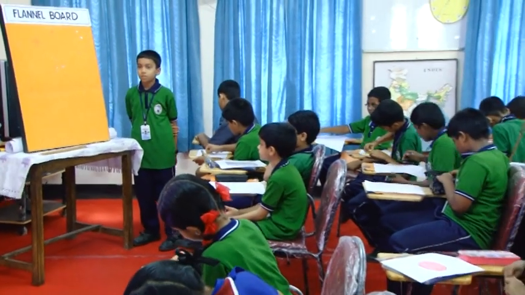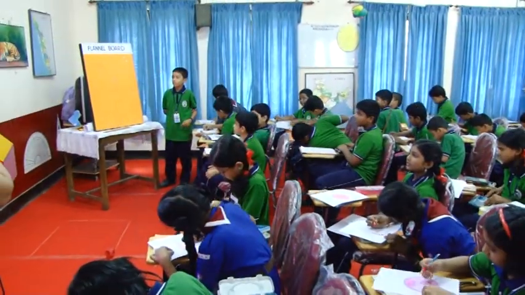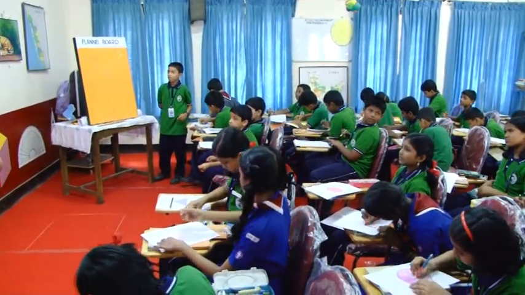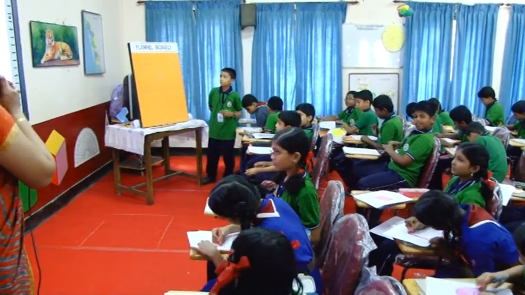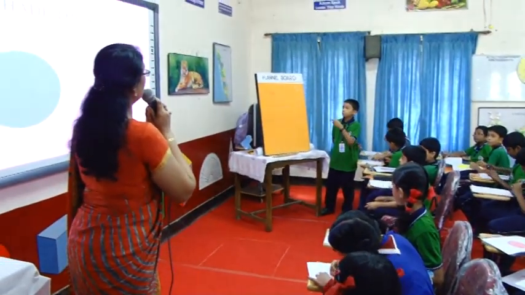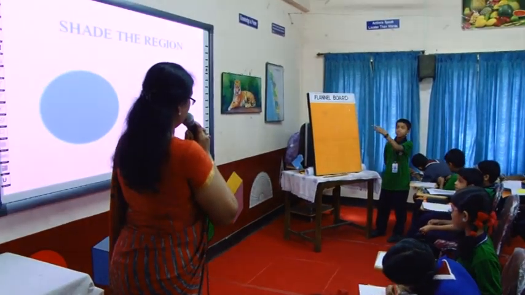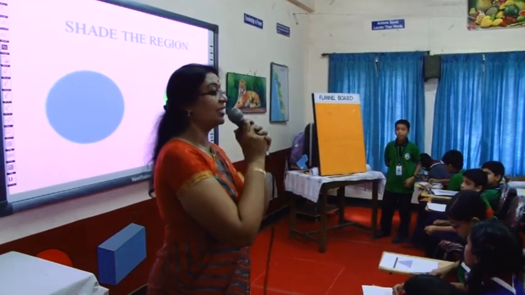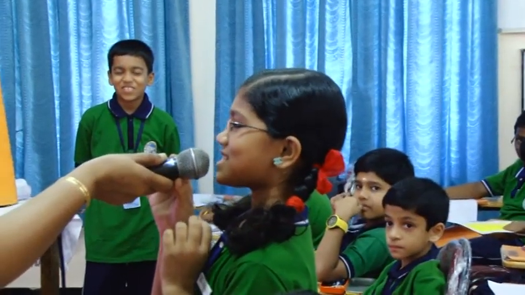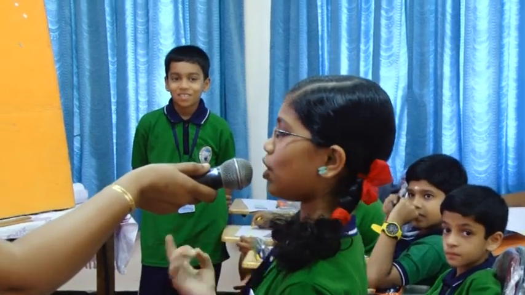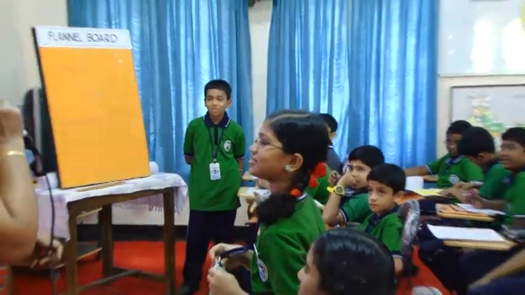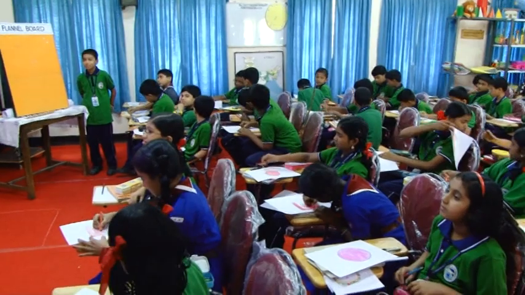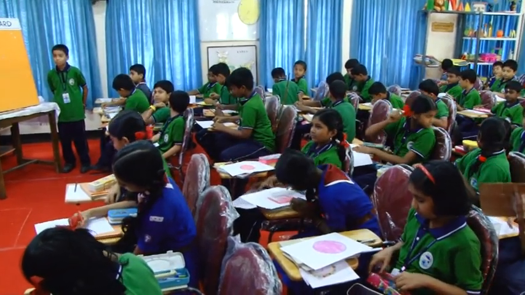And he is showing. Now you look at the region of this board and screen. So which region is bigger? That board's region or the screen's region? The screen's region is bigger. Why? The space inside the flannel board is smaller than the screen's. Very good. So due to comparison, we can compare. So which region is bigger?